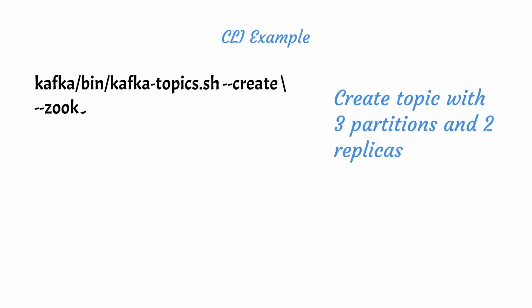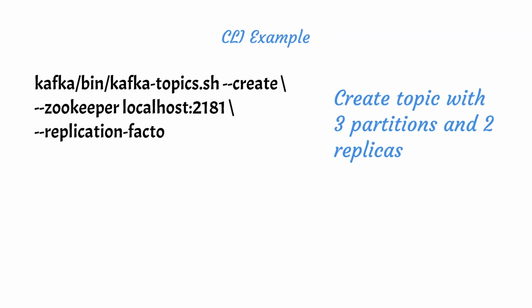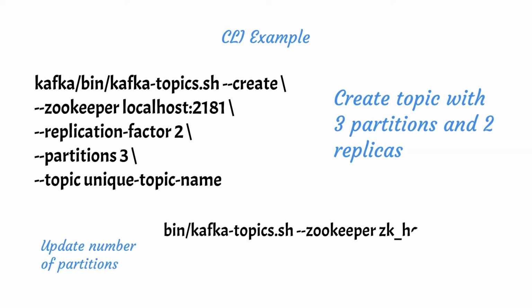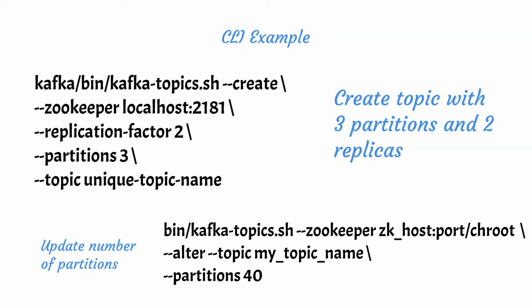So here's an example of the command in the terminal. While we're creating a new topic, we choose a zookeeper, the replication factor, I will talk about this later, and partitions, and of course the topic's unique name. If you understand that you need to update the number of partitions, of course you can do it manually by another command.